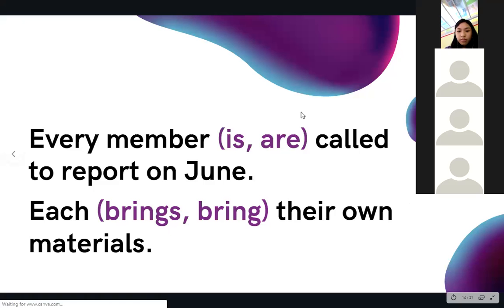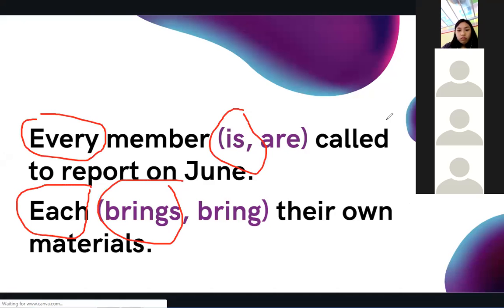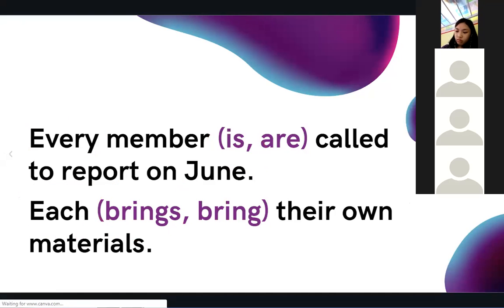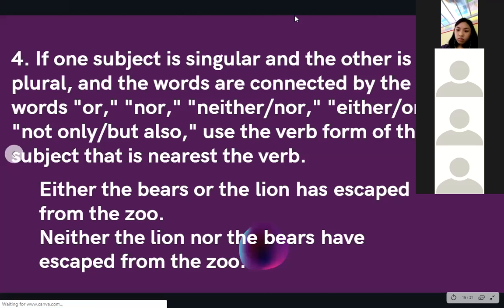Therefore, in this example, you see, kagaya ng napag-usapan natin kanina, if the sentence starts with the word every and each, we take the singular form of the verb. And the singular answer here is brings. Okay, so that's how easy rule number 3 is. So again, rule number 3, if you have every, each, and none, then you take the singular form of the verb. Let's now move on to rule number 4.